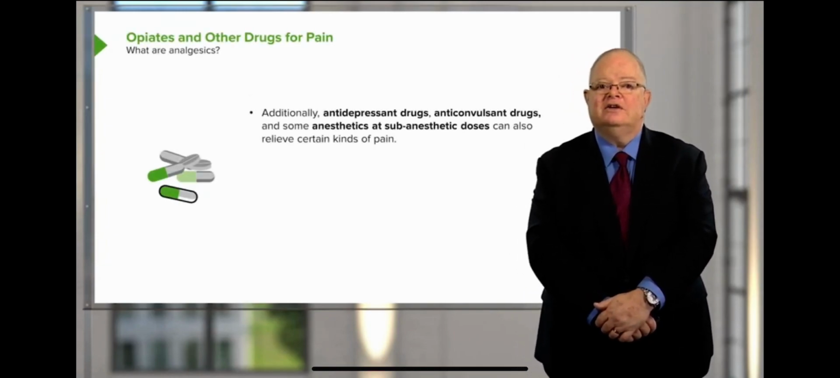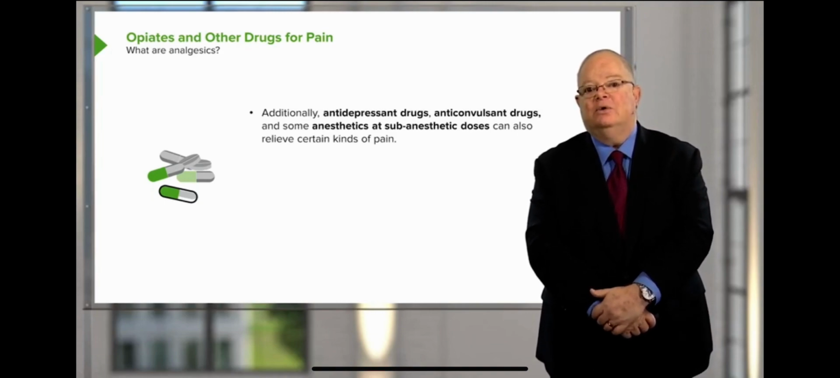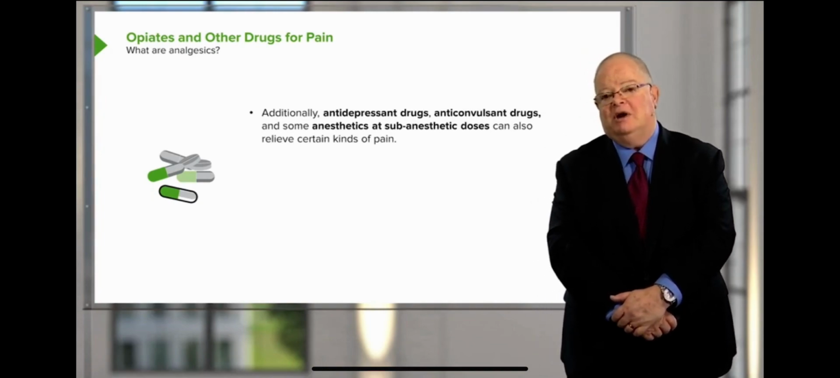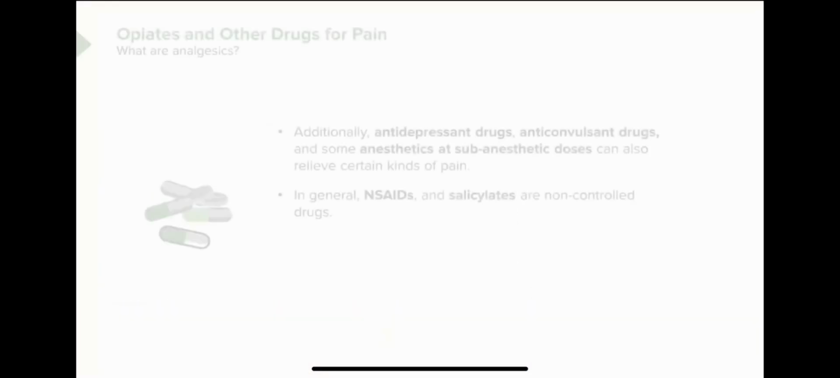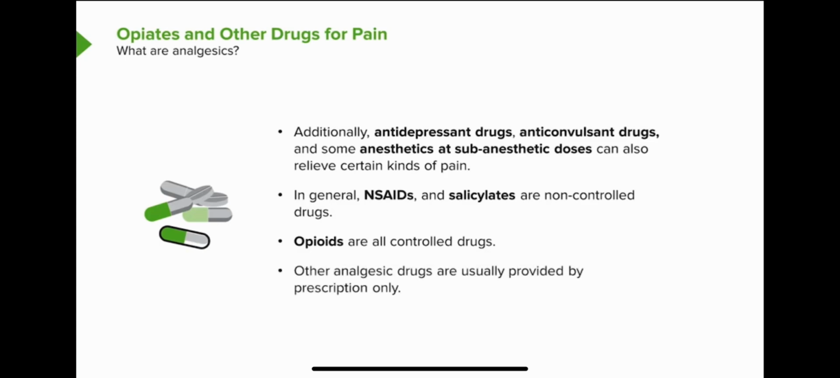Additionally, other drugs such as antidepressant drugs, anticonvulsant drugs, and some anesthetics at subanesthetic doses can also relieve certain kinds of pain. So we talked about nitrous oxide and ketamine previously. So in general, in most parts of the world, nonsteroidals and salicylates are non-controlled drugs, and opiates are controlled drugs right across the world. There's actually an international convention that controls these drugs. Other analgesic drugs are usually provided by prescription only, again, depending on where you live.